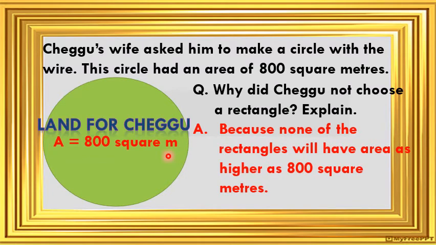Now the question is, why did Cheggu not choose a rectangle? Explain. Answer is, Cheggu did not choose a rectangle but selected a circle because none of the rectangles will have an area higher than 800 square meters. That is area of a circle. So Cheggu selected a circle and finally got a land of 800 square meters area from the king. Both Cheggu and his wife were very happy.